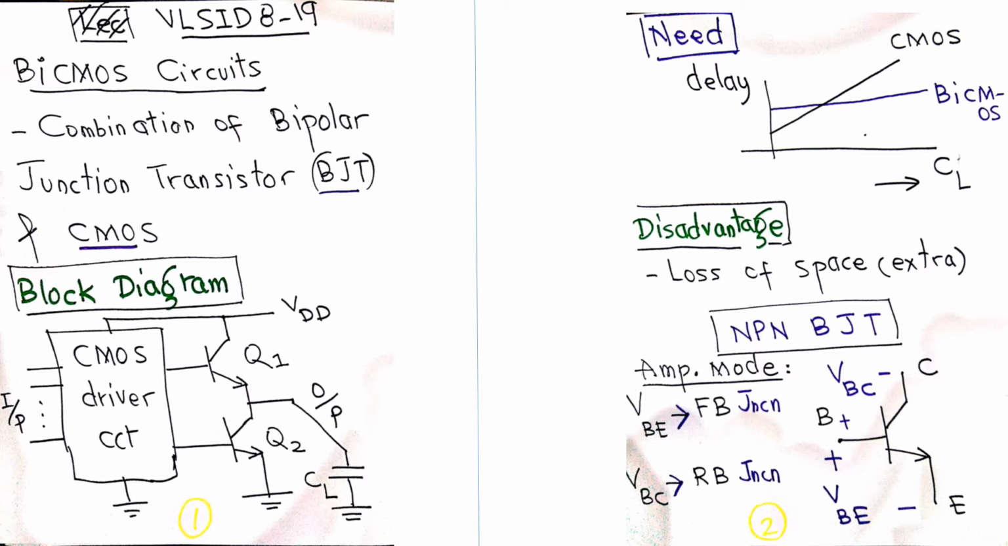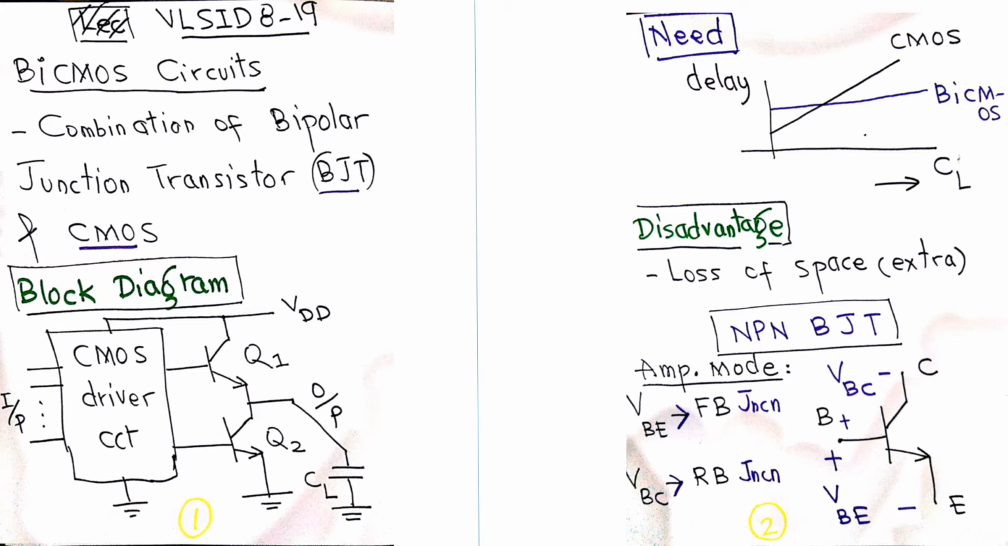First we'll see what is the need. Why do we need this BiCMOS? You know that for increasing values of CL, delays increase in case of CMOS, but in case of BiCMOS the delays increase but at a lesser rate compared to CMOS. This means that for larger values of CL, BiCMOS is a preferred circuit.